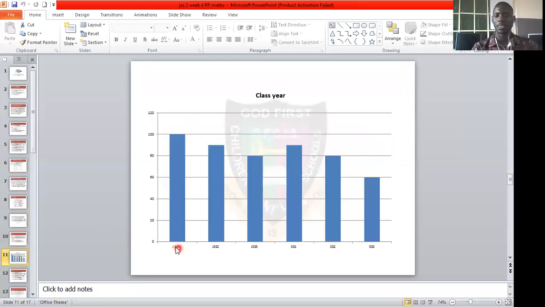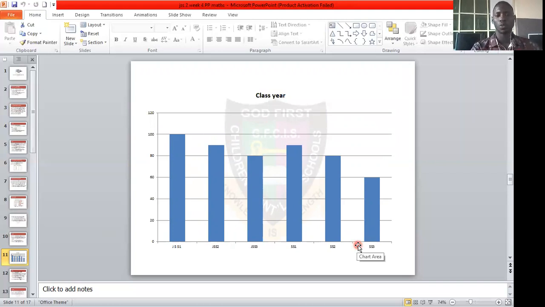Look at it now. This is information of six different classes. Look at the width of JSS1. It's the same as the width of JSS2, down to SS3. The bars are of the same size, the same thickness. It's not that the information in JSS1 is thicker than that of JSS2. No, it has to be the same. In bar charts, you have to consider this. And the distance between JSS1 and JSS2 is the same as that of JSS2 and JSS3, JSS3 and SS1, down to SS3. The same width, but the height depends on the frequency.